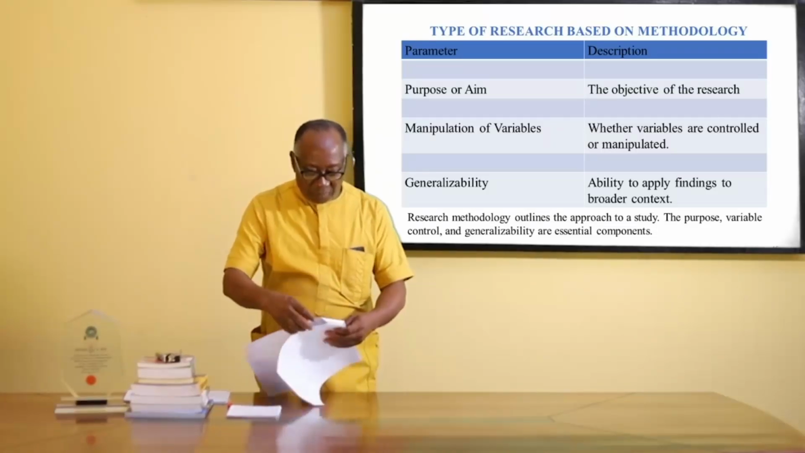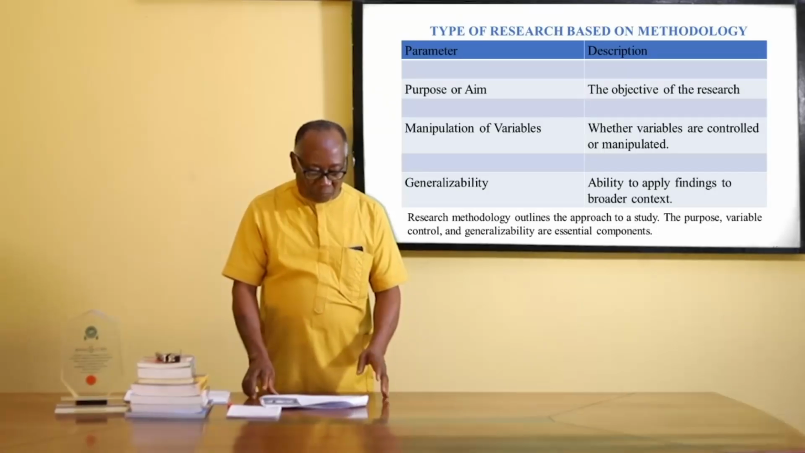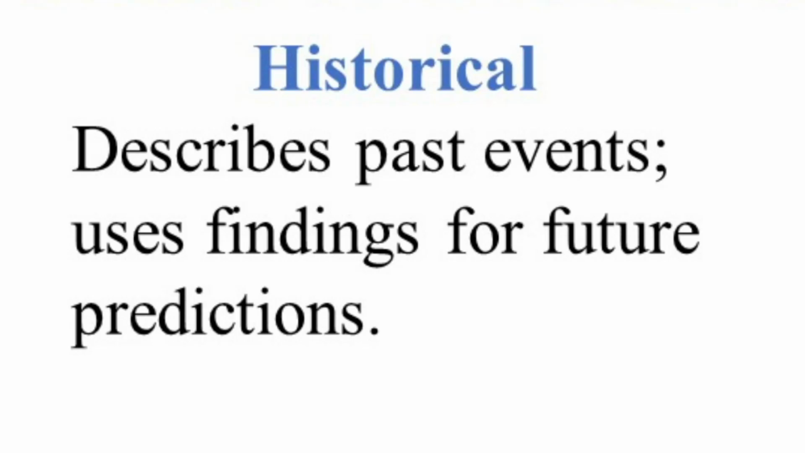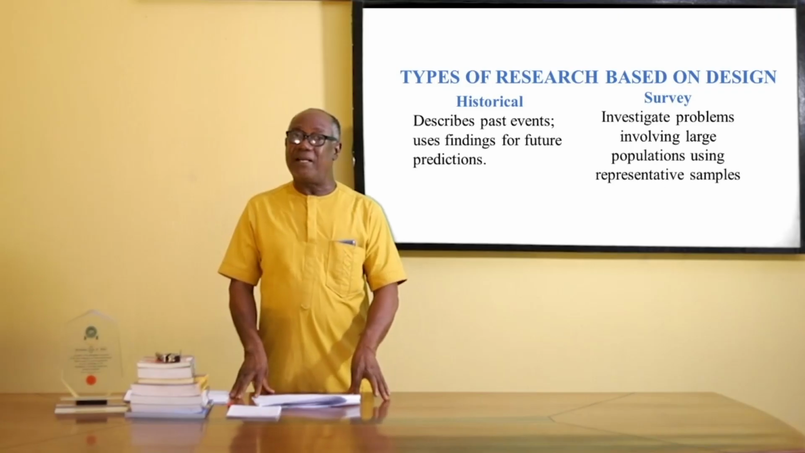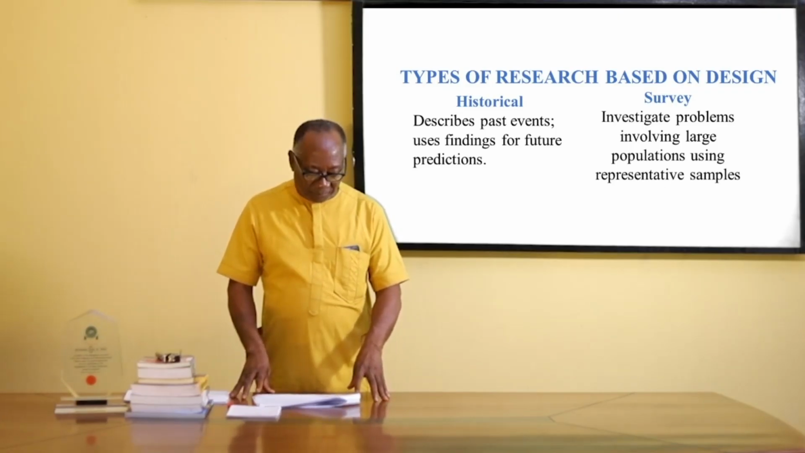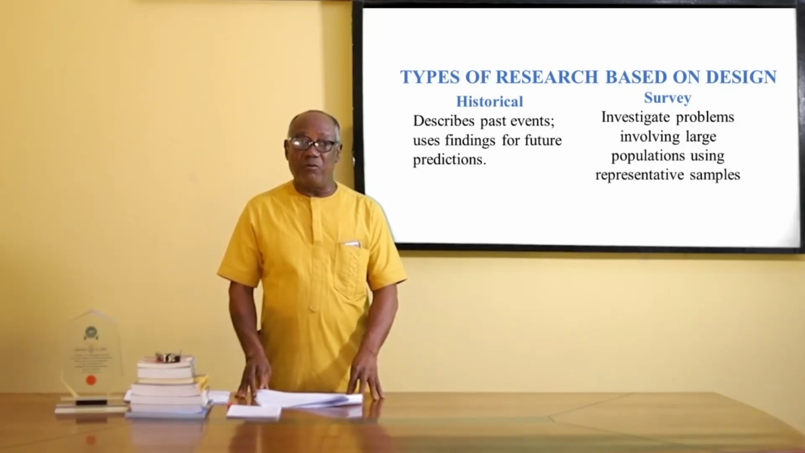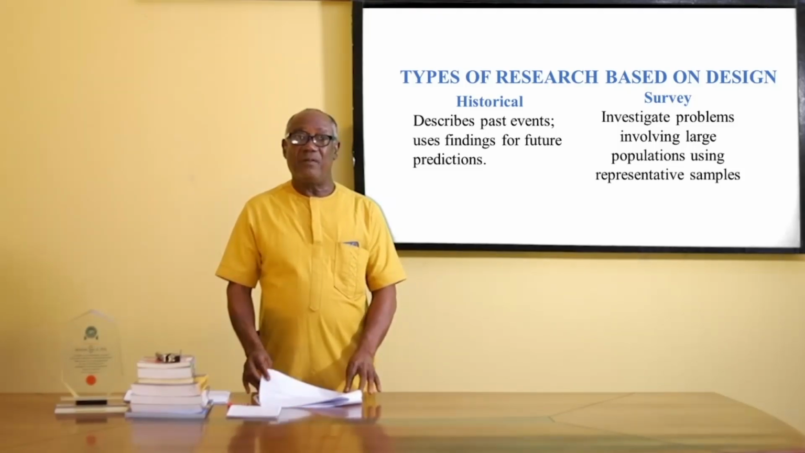Now, we look at them one after the other. For historical research, for example, there is no manipulation of variables. The purpose is to look at the events that happened in the past. You don't manipulate the variables. Then you don't generalize beyond the historical situation which you studied.